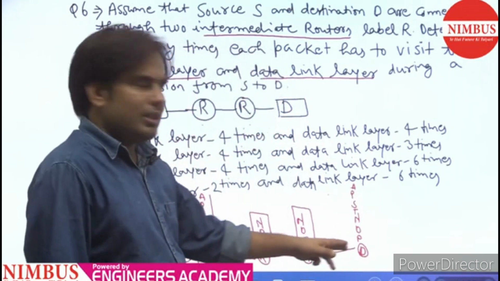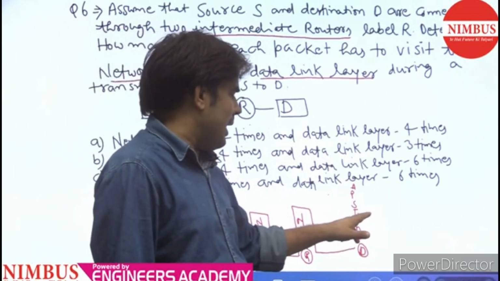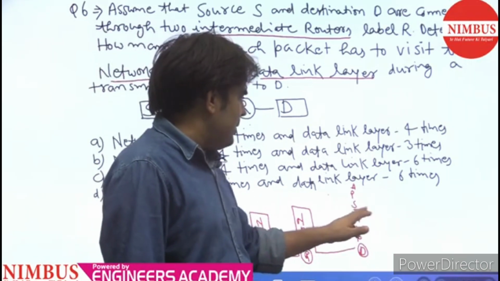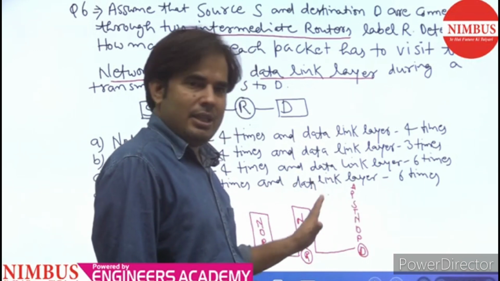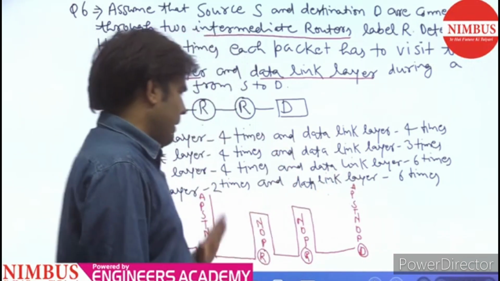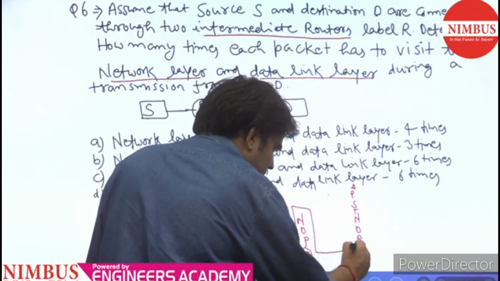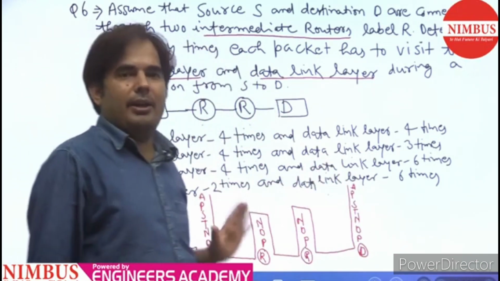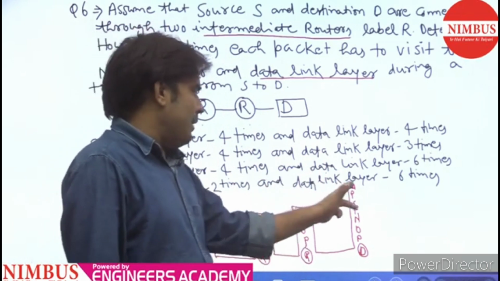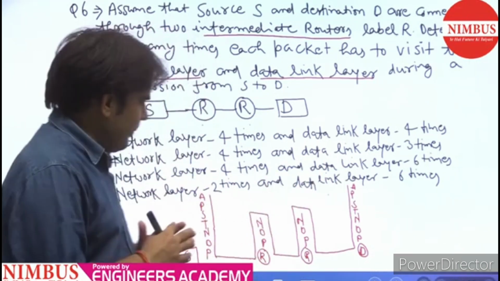P means physical, D means data link, N means network layer, T means transport layer, S means session layer, P means presentation layer, and A means application layer. So when your packet reaches here and is delivered at the destination, the application layer, your packet is delivered.